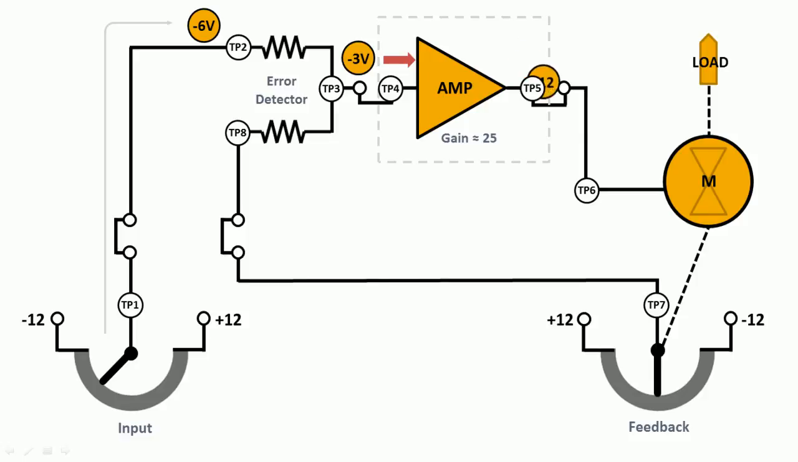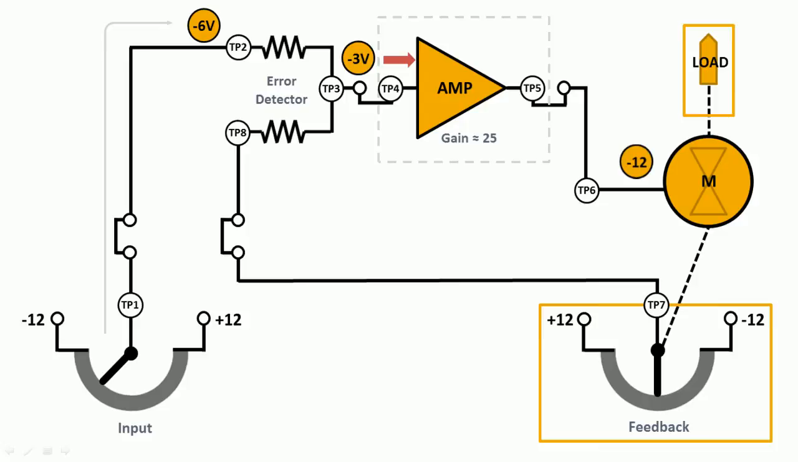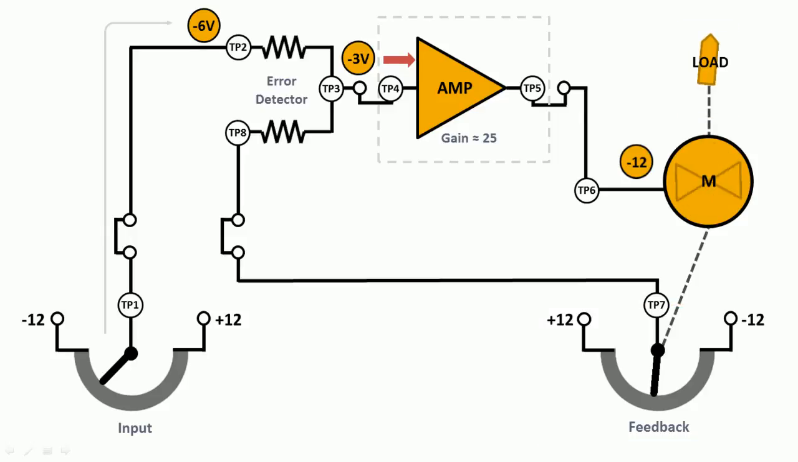The negative 12 volts from the amplifier is applied across the motor. As you will see in a moment, this will cause the motor to turn clockwise. Because this motor is connected through a gear train to the load and feedback potentiometer, they will also turn. Now watch the load and the feedback potentiometer. Both will rotate clockwise 45 degrees and stop.